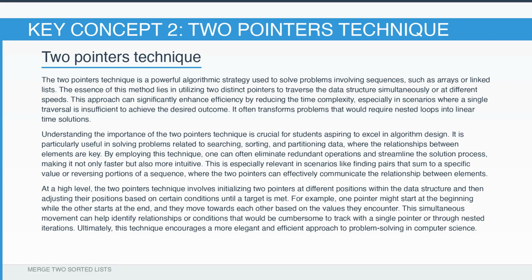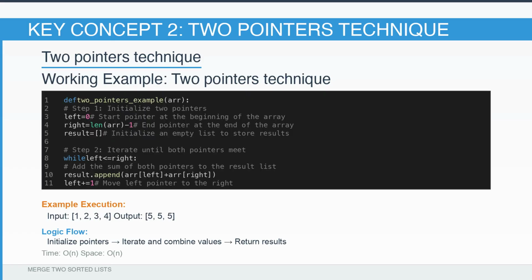The two pointers technique is an effective strategy for tackling problems that involve sequences. In this example, we're using the two pointers technique to merge two sorted lists. First, we initialize two pointers. The left pointer starts at the beginning of the array, while the right pointer is set at the end. This setup allows us to explore the array from both ends simultaneously.